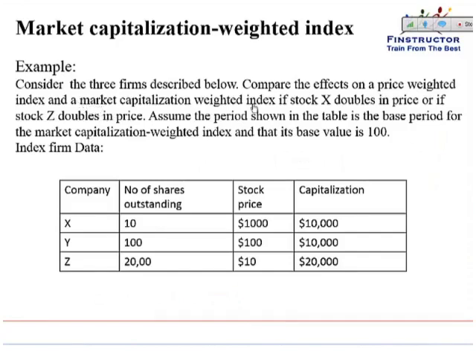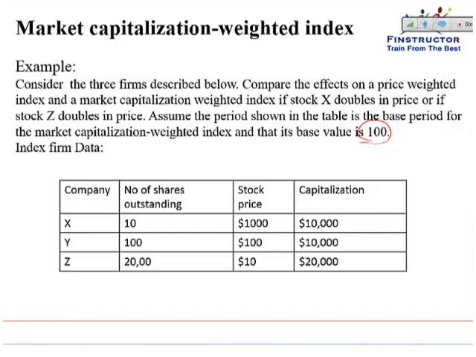Consider the three firms described below. Compare the effects on a price weighted index and a market cap weighted index if stock X doubles in price or if stock Z doubles in price. Assume the period shown in the table is the base period for the market capitalization weighted index and that its base value is 100. For a market cap weighted index, please remember that we normally reference it to some base value, as I will explain with an example.